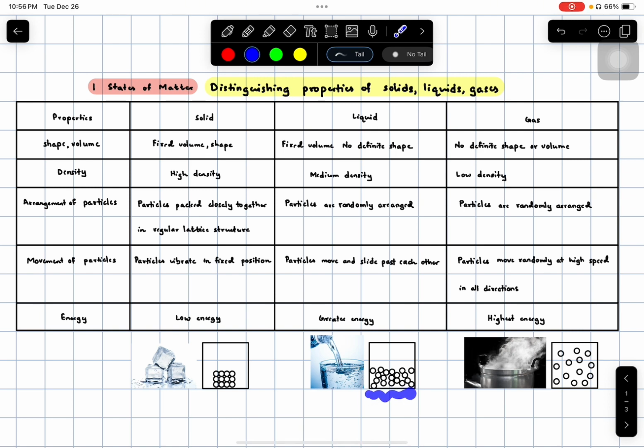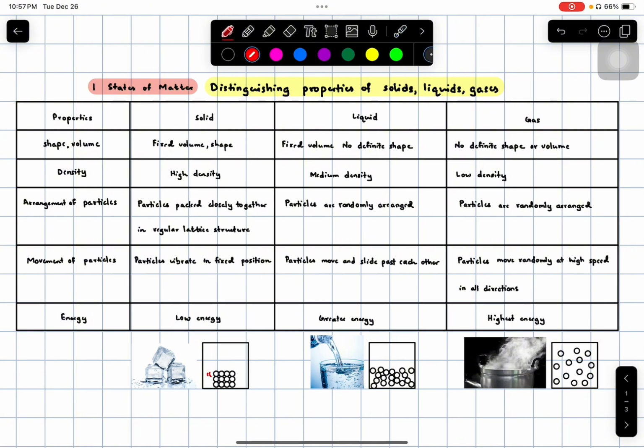In liquids, the particles are randomly arranged. Although they are randomly arranged, we can see that some of the particles are still touching each other here. In gas, the particles are randomly arranged, but the difference between the random arrangement in liquids and in gases is that the gas particles are not touching each other at all.